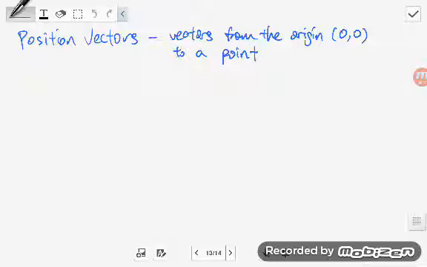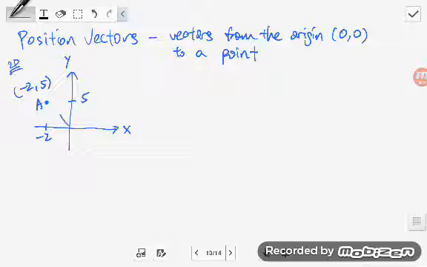Position vectors are the vectors from the origin to a point. So let's say today, if I have my x and y axis here, again this is in the 2D scenario, right? So I have my x and y axis, and let's say I have a point here, and the point, say it's at -2, 5. This is point A, right? It's at -2, 5.